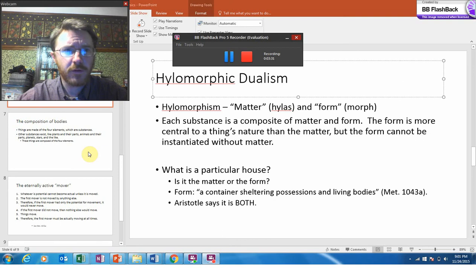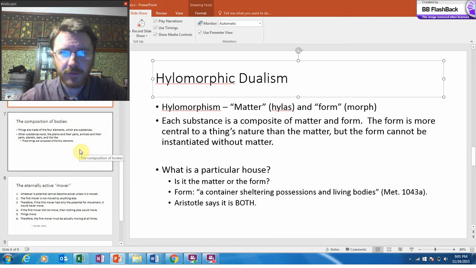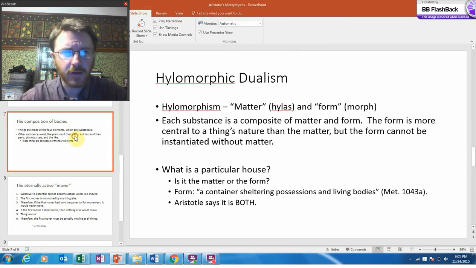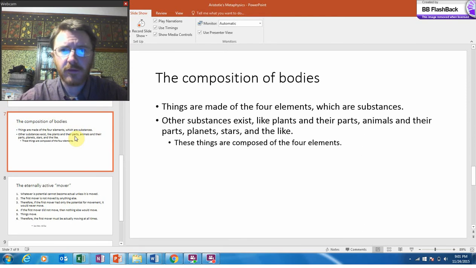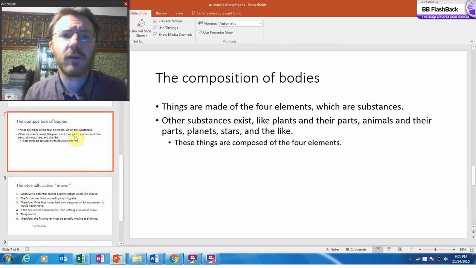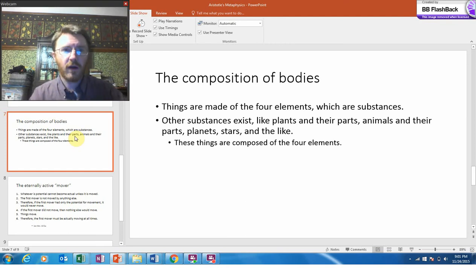So what are these particulars made up of? This is another thing we covered in some ways in the physics. But to reiterate, the bodies of particulars are going to be composed of other things that have matter and form. Okay, so substances are composed of other substances. But the primal substances that everything else is made up of are going to be the four elements, which are earth, air, fire, and water.